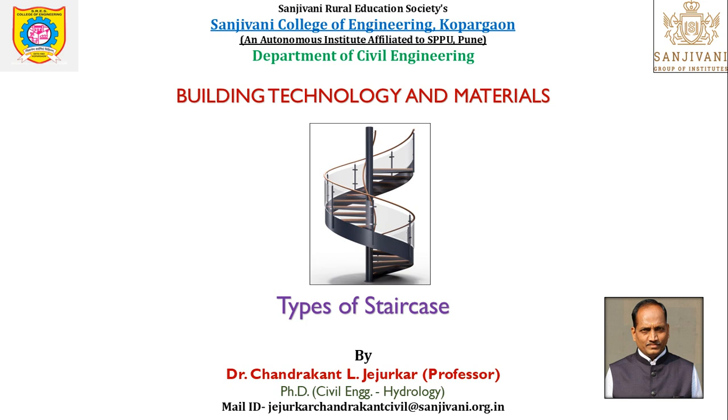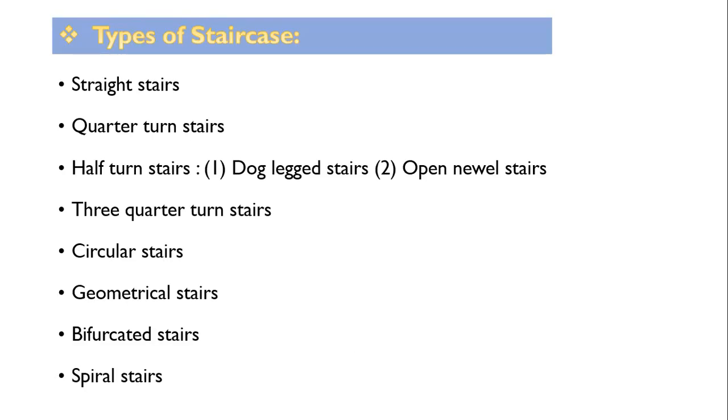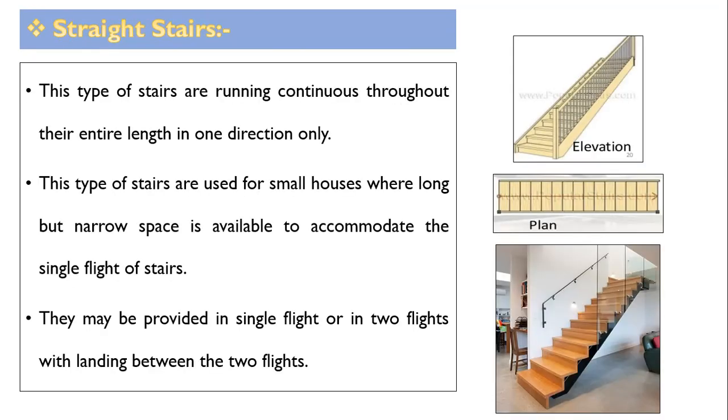In this video, we shall start discussing types of stairs. So, what are different types of stairs? Straight stairs, quarter turn stairs, half turn stairs, three-quarter turn stairs, circular stairs, geometrical stairs, bifurcated stairs, and spiral stairs. Under half turn stairs, that is subdivided into dogleg stair and open newel or open well staircase. Open newel staircase is also called as open well staircase. So we shall discuss one by one.